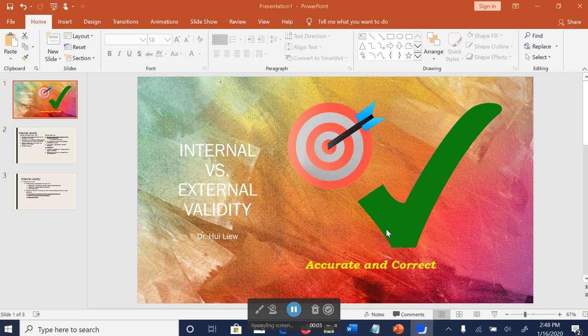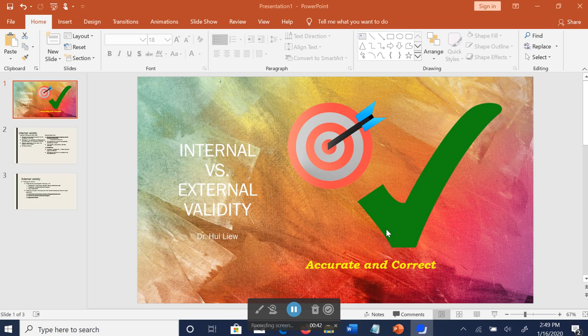Validity refers to the accuracy or correctness of a given construct or a given measure or a given variable. A construct can also be a variable or a measure. Examples of construct include income. Income can accurately, or quite accurately, or somewhat correctly measure a person's socio-economic status. This is what we mean by validity.